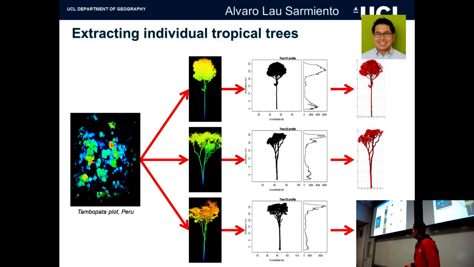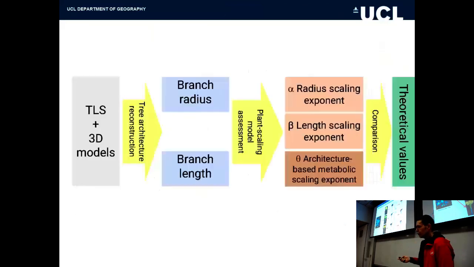This is work done by another colleague of ours, Alvaro Lau in Wageningen, who's doing a PhD measuring these things. He did some of the destructive sampling work that we saw in Guyana and Peru. This is actually the Tambopata plot here. Here's some of those trees, there are the point clouds, and these are profiles through those trees. So the process is: let's do some laser scanning and generate some models. We've got some architecture, we can work out the branch radius and branch length. Then we can work out these radius and length scaling exponents, which gives us this relationship to the tree metabolism as proposed by the West, Brown, Enquist metabolic scaling laws.